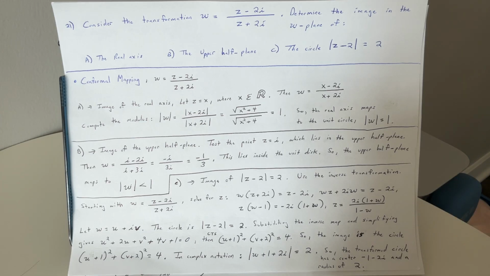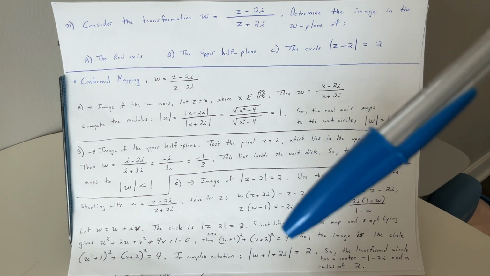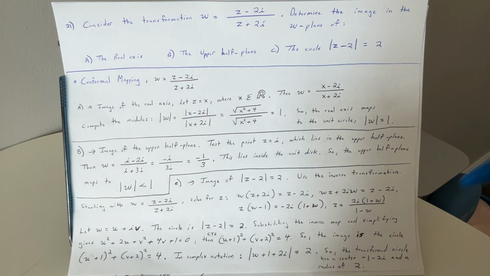So the image is the circle u plus 1 squared plus v plus 2 squared equals 4. And in complex notation, modulus of w plus 1 plus 2i equals 2. So the transformed circle has center negative 1 minus 2i and a radius of 2. Okay, so that's all for part 7.